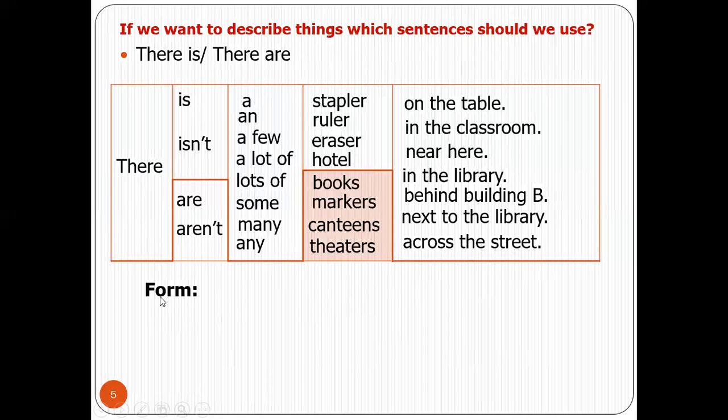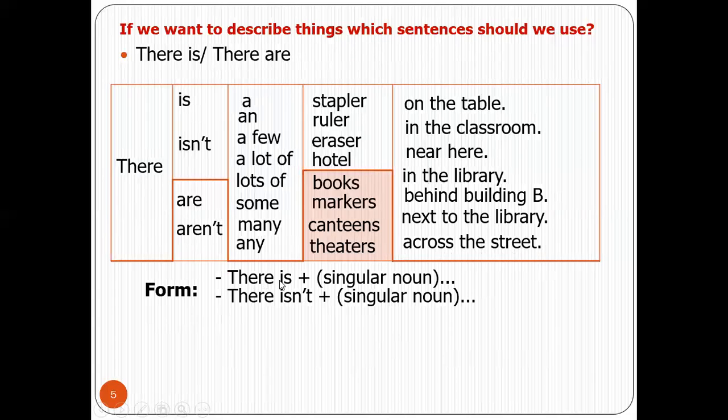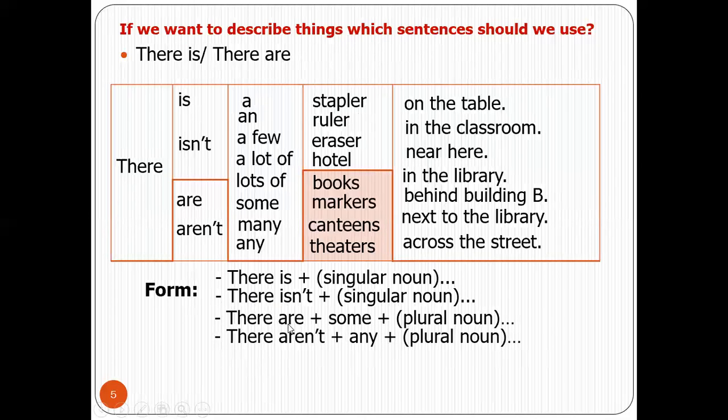So how do we form this? We use there is plus a singular noun. There is or there isn't plus a singular noun. And there are plus some and plural nouns. There aren't any plus plural nouns. So you can say there are some, there are a lot, there are lots, there are many, plus a plural noun.